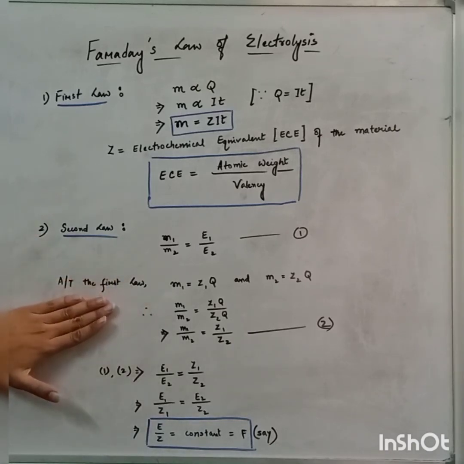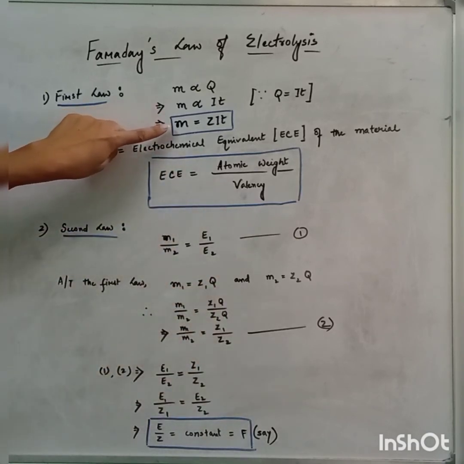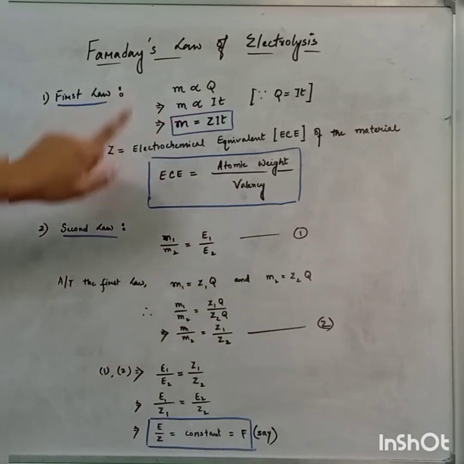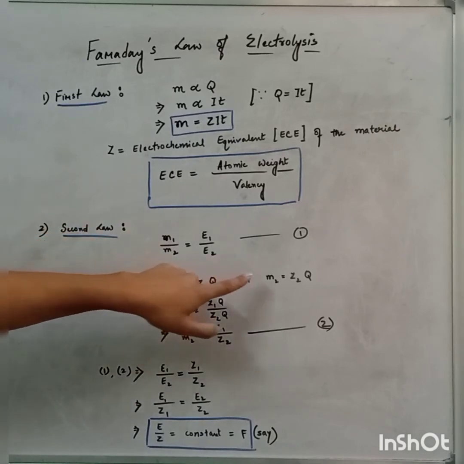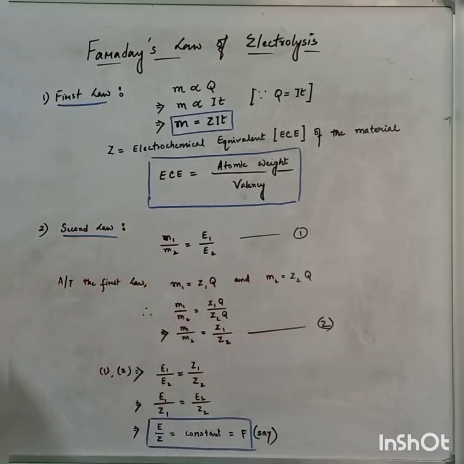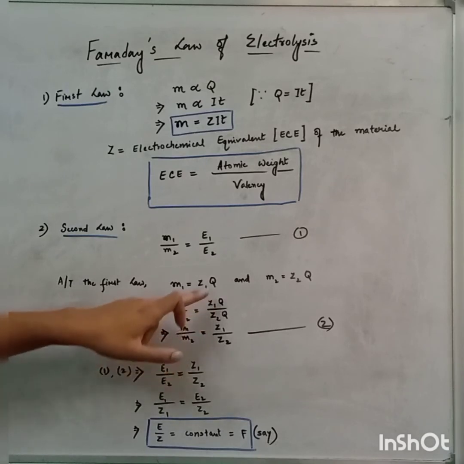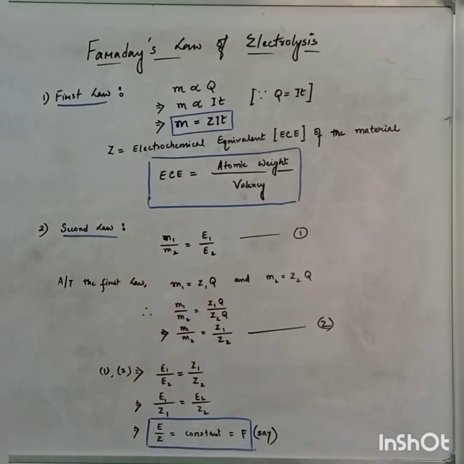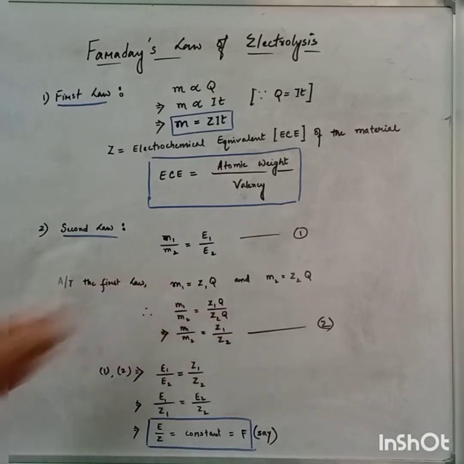So from the first law, now we can state that M1 is equal to Z1Q. That is, here we've seen that M is equal to ZQ. So we can write for the first type of ion, M1 is equal to Z1Q, and for the second type of ion, M2 is equal to Z2Q. Therefore, if we divide M1 by M2, we will get Z1Q by Z2Q. We can cancel out the Q term, and then we get M1 by M2 is equal to Z1 by Z2, and we have named it as equation 2.